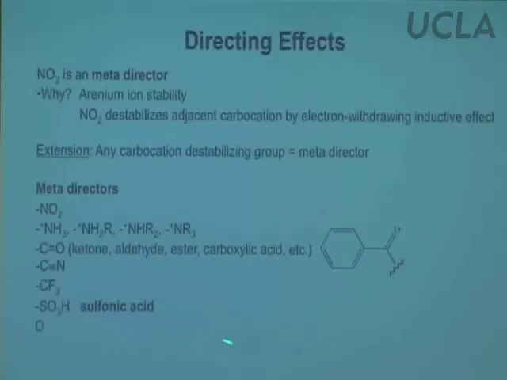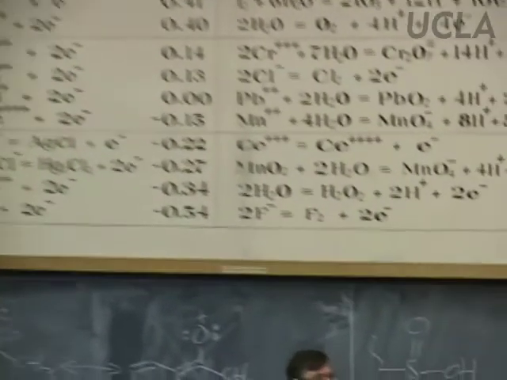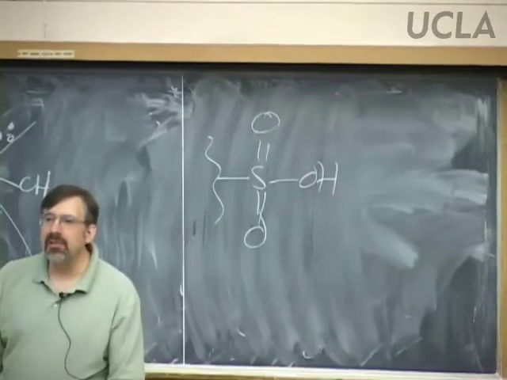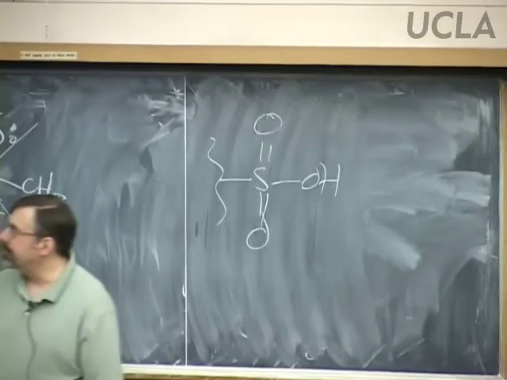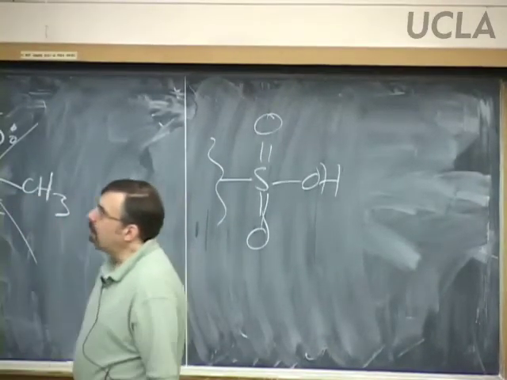A sulfonic acid, the structure's not drawn up here. We'll see this later. A sulfonic acid looks like this. Here's our benzene ring point of attachment. And this has electron withdrawing effects pretty much exactly the same way as a carbonyl does. And there are others as well.